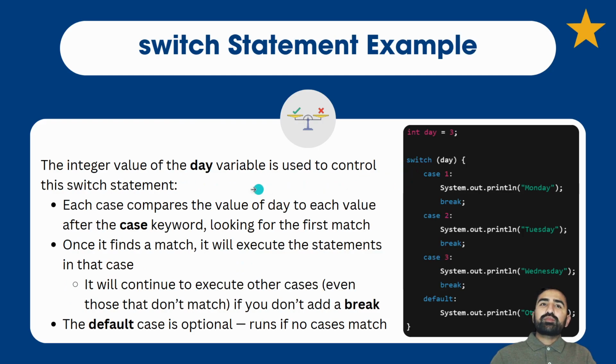So yeah, let's put this into context. We have our day variable. We're going to ignore the actual value for now. We're going to read the switch statement. So it's saying switch day. So you're going to switch between different cases of the day value. If day is equal to 1, you're going to say System.out.println Monday.